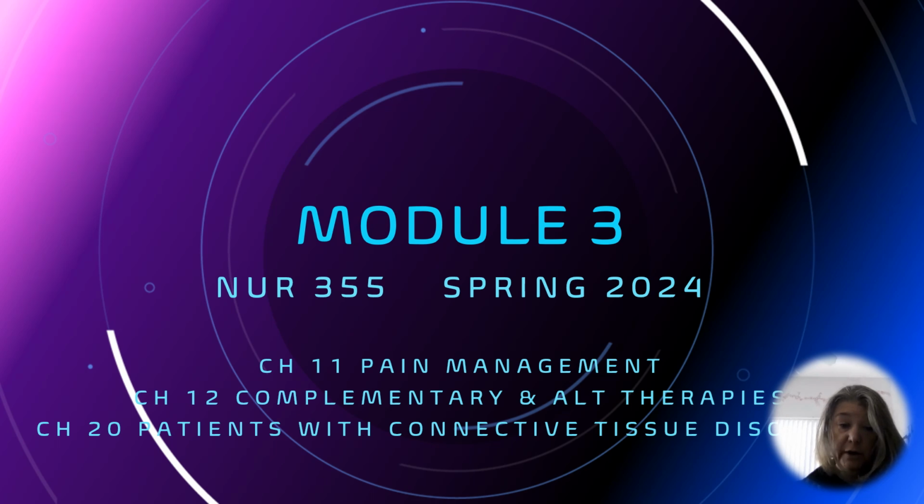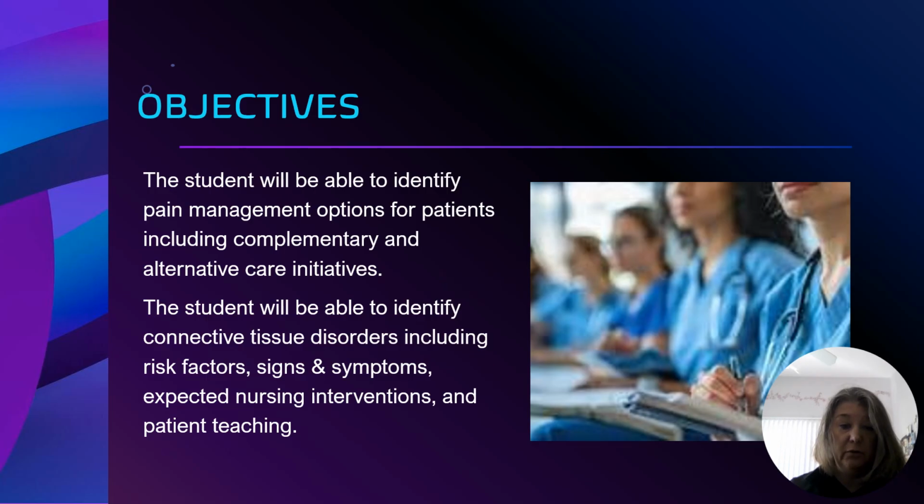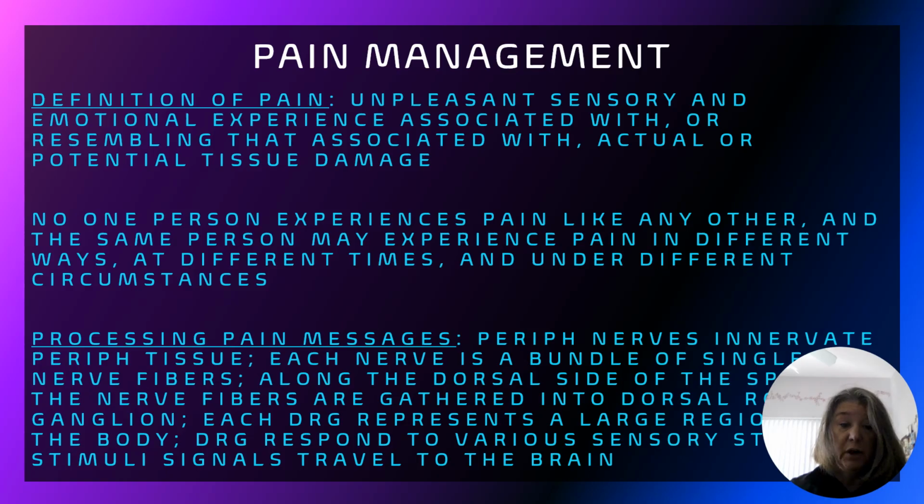So we are going to be going over chapter 11, pain management, chapter 12, complementary and alternative therapies, and then chapter 20, patients with connective tissue disorders. This PowerPoint is only 60 slides, so it's not too crazy. So hopefully we can get through it. These are our objectives. This is about pain management.